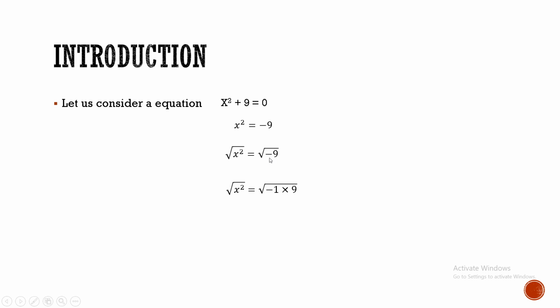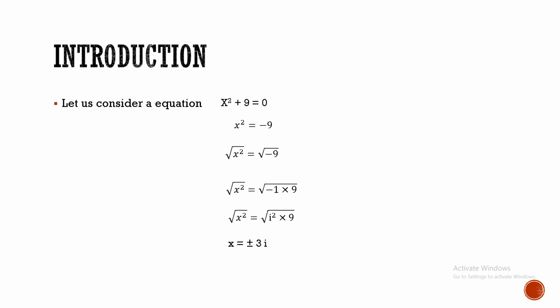So the minus 9 is written as minus 1 into 9. Now it is considered that minus 1 is equal to i square. This is the key concept of complex numbers. So if you replace this minus 1 by i square, you will be getting square root of x square is equal to i square into 9 inside the square root. So if you take square root for this, it is very simple. So x is equal to plus or minus 3i.